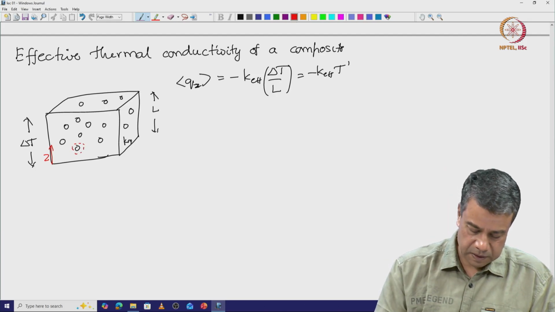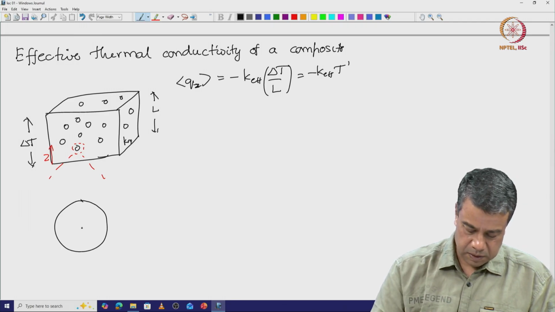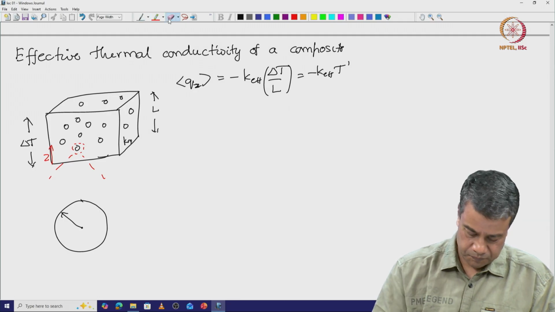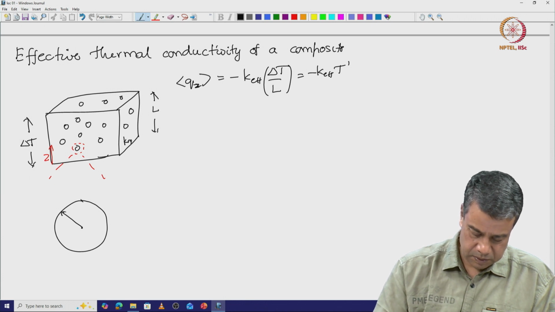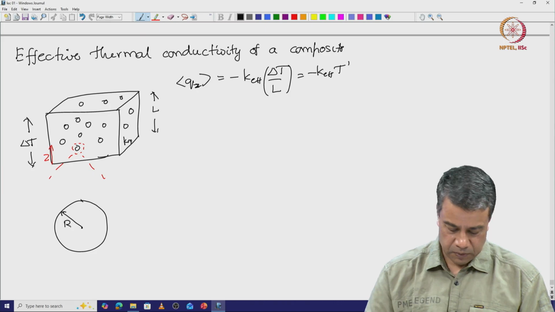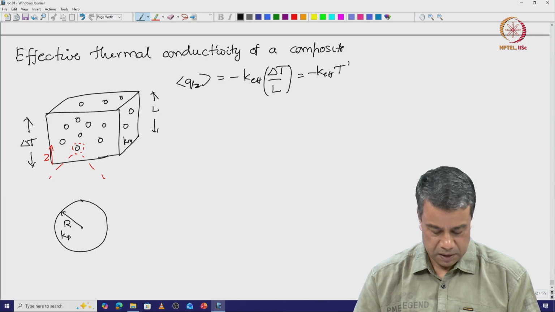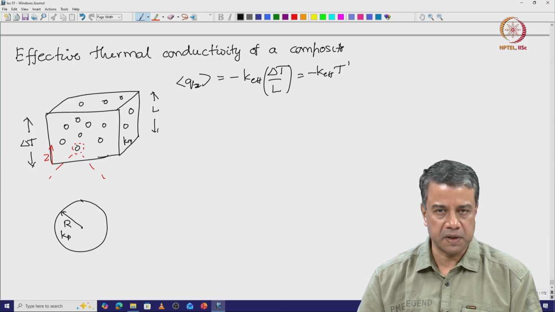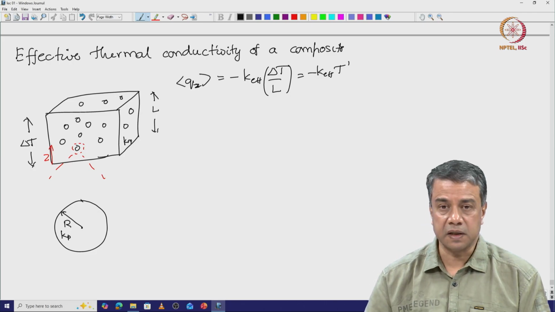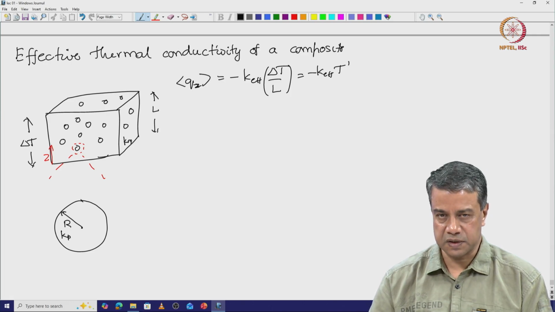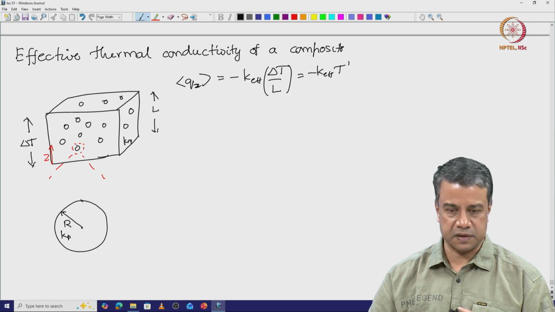And these spherical particles of radius r, with thermal conductivity Kp, which is different from the matrix conductivity. Because the conductivities of the matrix and the particles are different, there is going to be a disturbance to the temperature field. If this were just one material, then the temperature would be a linear function of position. But because there is this difference, the temperature field is going to be different from that linear function.